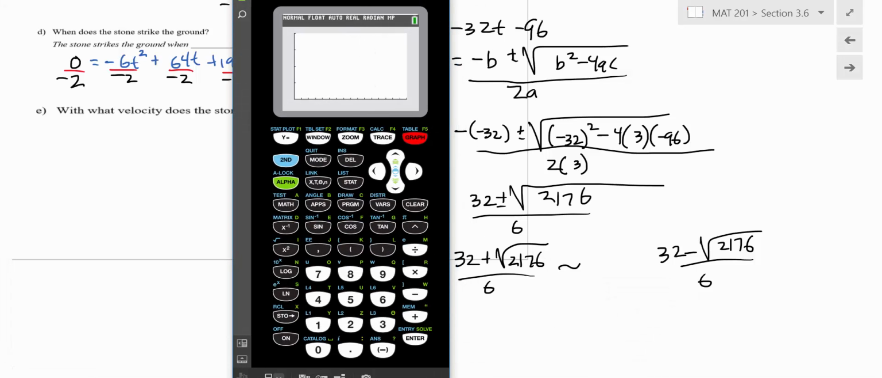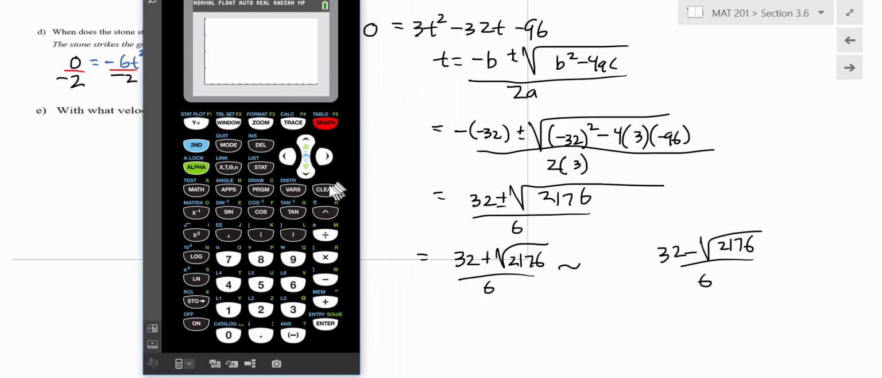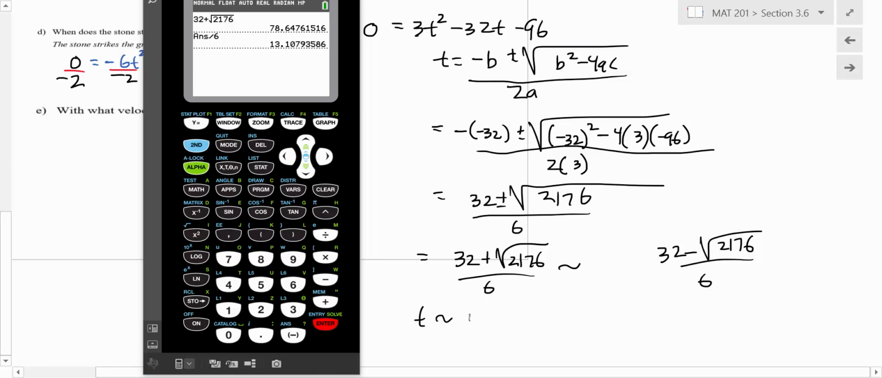Okay. All right. One of those answers is going to give you something that's kind of ridiculous. One of them is going to give you an answer that's solid. So if I do the 32 plus the square root of 2176, I'm going to get that answer. Then I'm going to divide that by 6. Let's see if I get a fairly logical answer. That seems pretty logical. So that would be t is about 13.1 seconds like that. Okay?